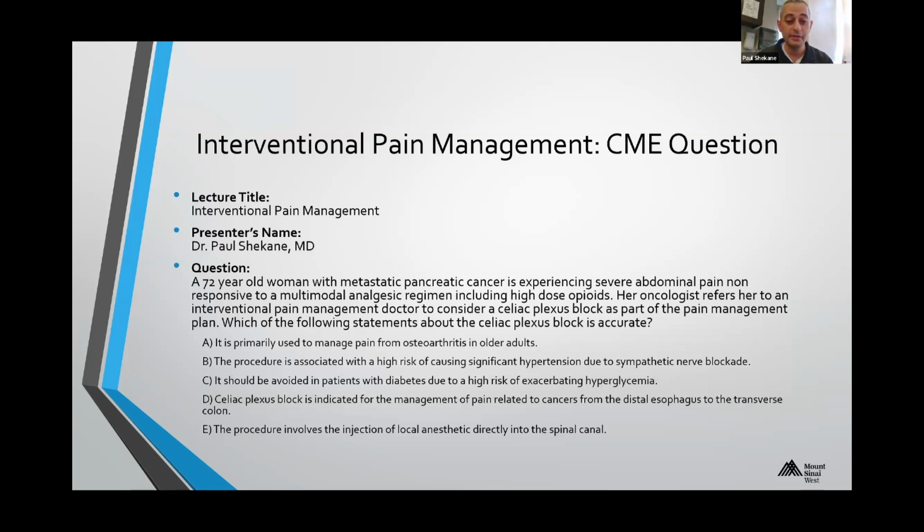A, it is primarily used to manage pain from osteoarthritis in older adults. B, the procedure is associated with a high risk of causing significant hypertension due to a sympathetic nerve blockade. C, it should be avoided in patients with diabetes due to a high risk of exacerbating hyperglycemia. D, celiac plexus block is indicated for the management of pain related to cancers from the distal esophagus to the transverse colon. Or E, the procedure involves injection of local anesthetic directly into the spinal canal.